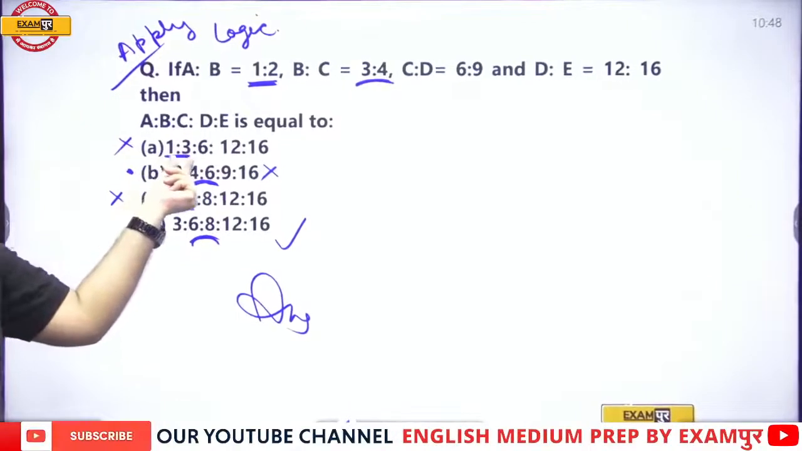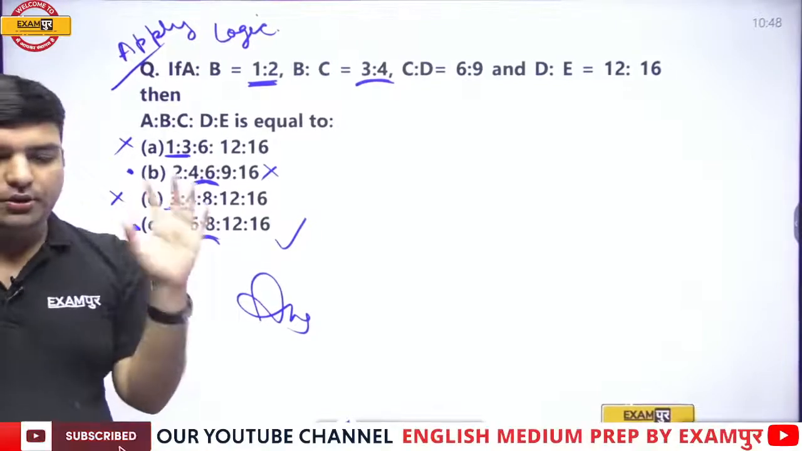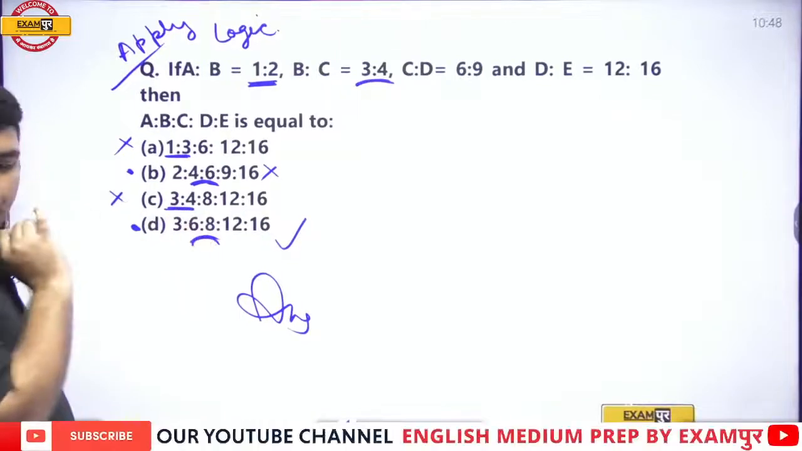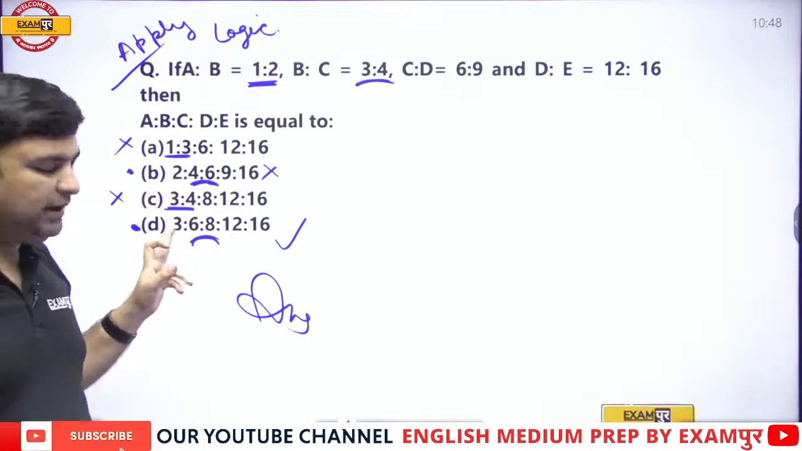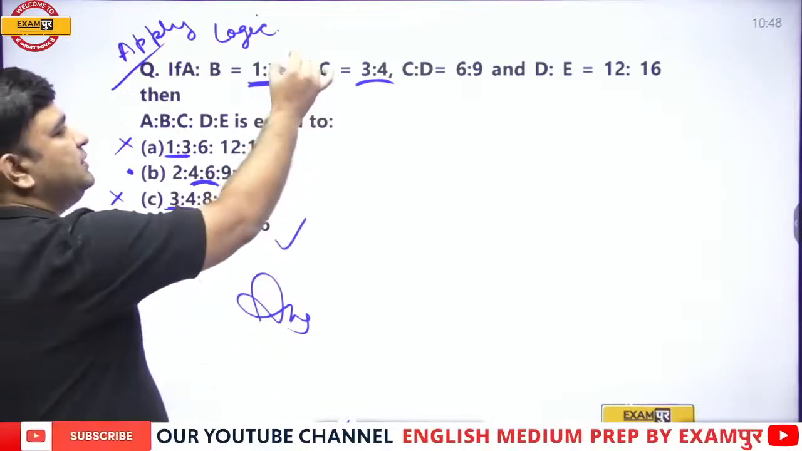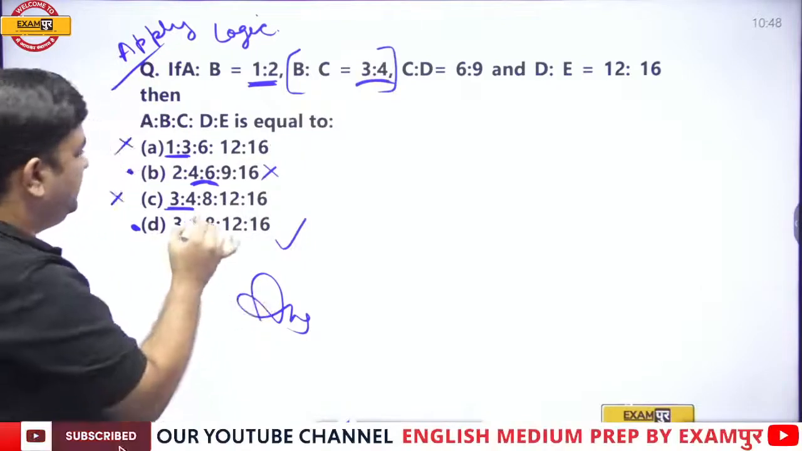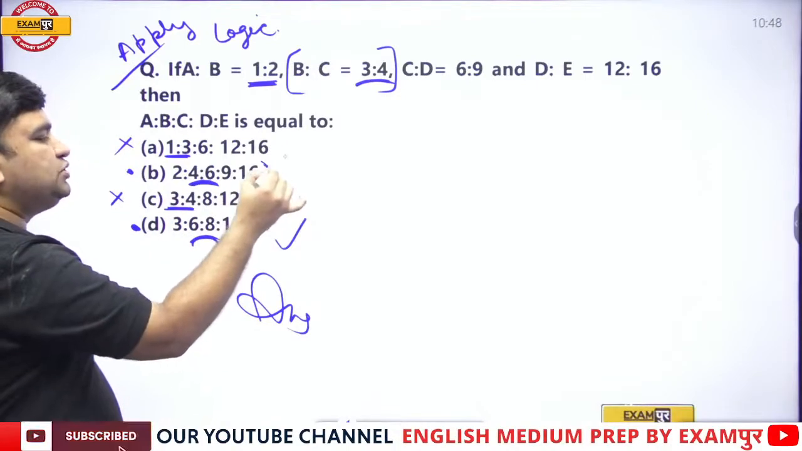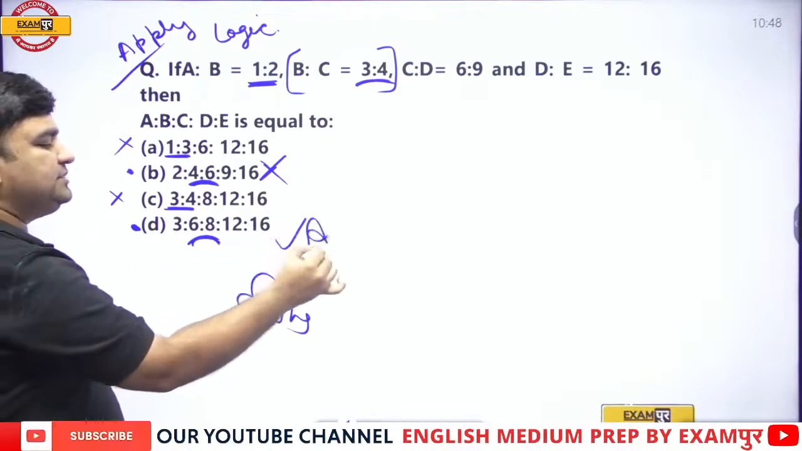1:2 is not maintained in A, so gone. 1:2 is not maintained in C, so gone. Two options gone initially from A ratio B. 1:2 is maintained in B and in D as well. Two options were remaining, so now we go to check B ratio C. B ratio C in option B is maintaining 2:3, so this is also gone. All three options gone, only one is remaining. So that is our answer.